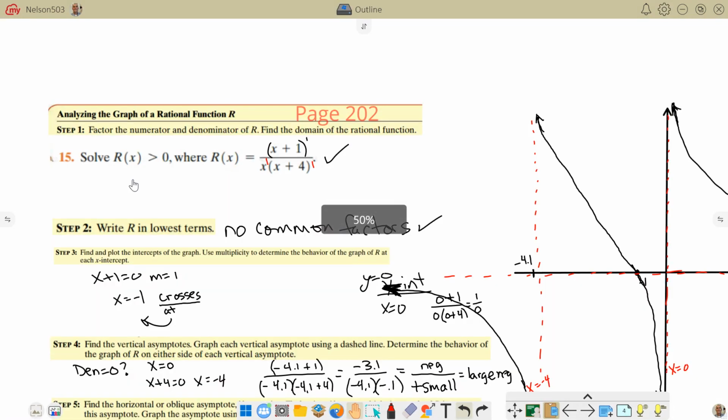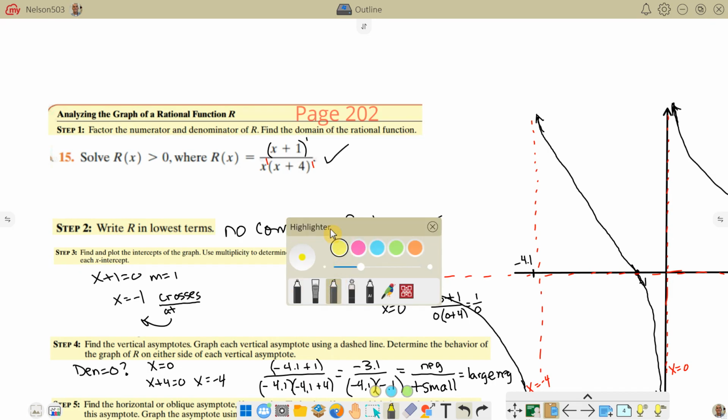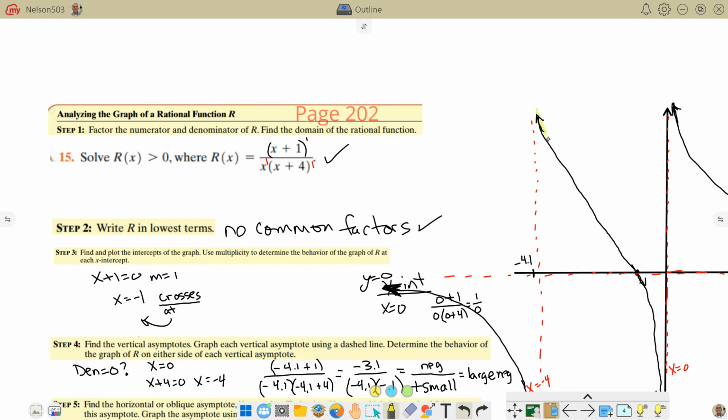So what was the homework problem asking? Where is the function bigger than 0? Okay, so now what I do is I go, okay, my function is bigger than 0. Let's try this way. Turn the highlighter on. All of this stuff right here is bigger than 0. All right, and then all of this stuff over here is bigger than 0, right? Remember how it goes out there? I'm not going to zoom at all. So all of this is negative.